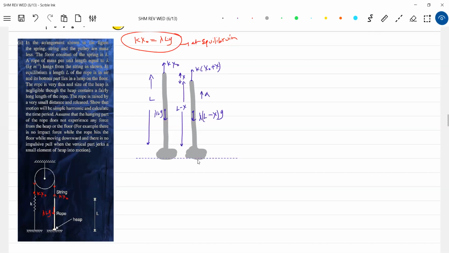Now last part. The x is very small, so we will assume the length of the rope to be L only. So lambda L into A should be equal to kx naught plus x minus lambda Lg. Kx naught and lambda Lg will get eliminated. Kx plus, we can eliminate.